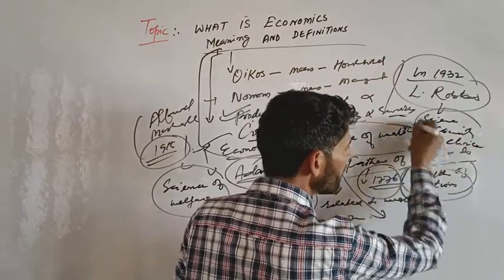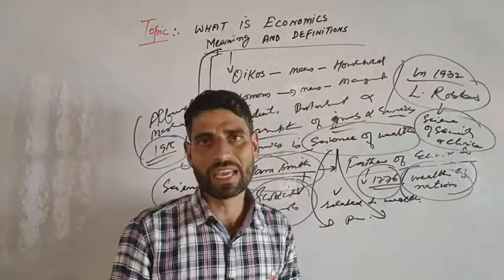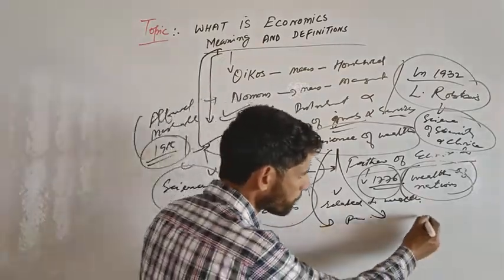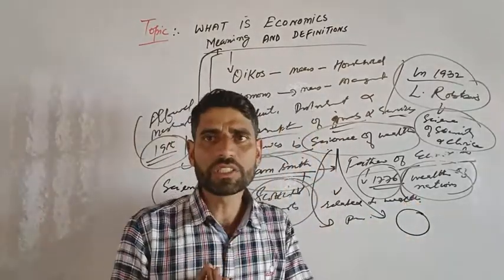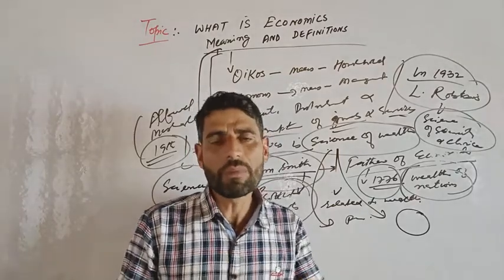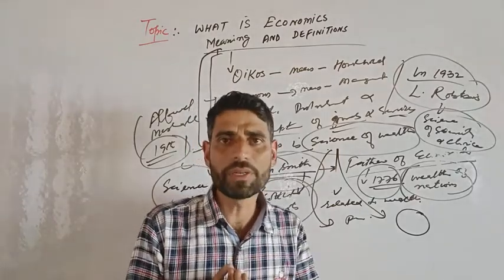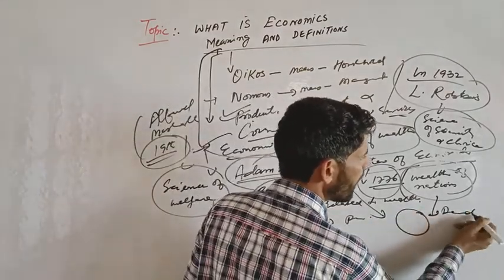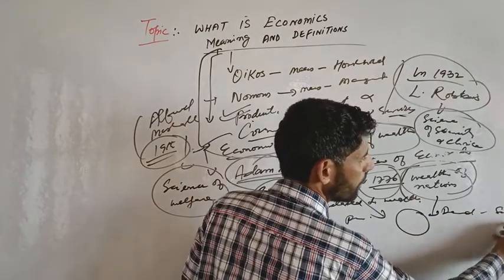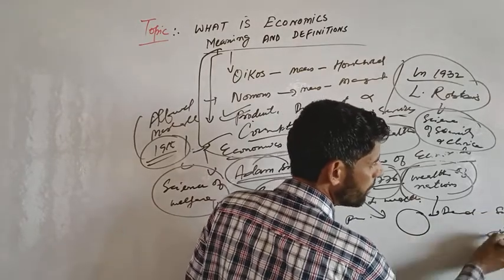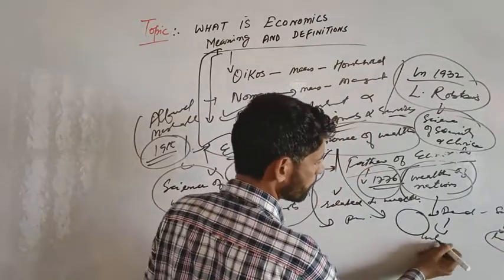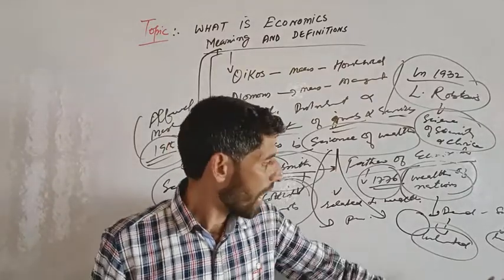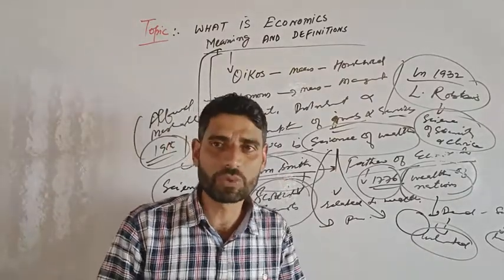Science of scarcity and choice, definition was given by L. Robbins. So what is the meaning of scarcity? Scarcity simply means that we have unlimited demands. हमारे पास unlimited wants होते हैं. We have unlimited wants but limited resources. Unlimited wants, limited resources. So demand and supply. हमारे पास limited supply है, but demand क्या है? Unlimited. So scarcity means that we have unlimited demands, unlimited wants, but limited resources.